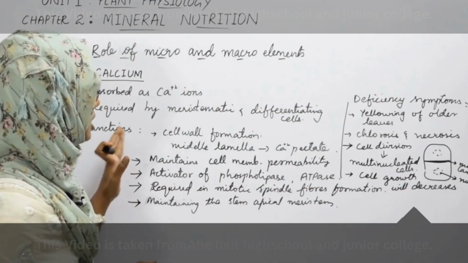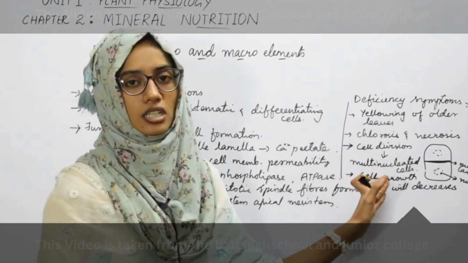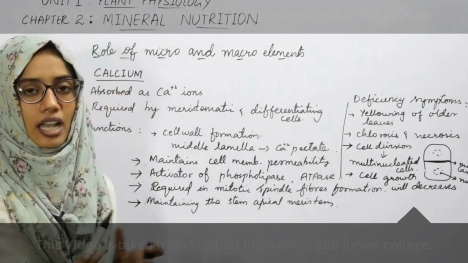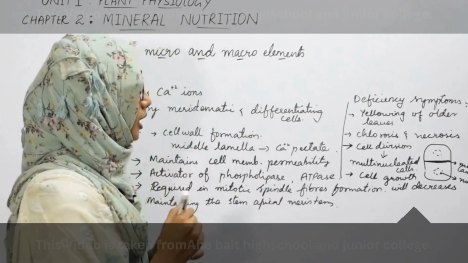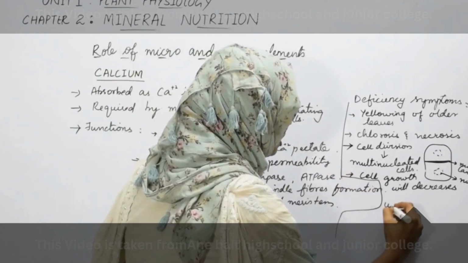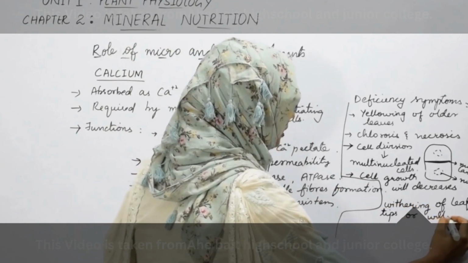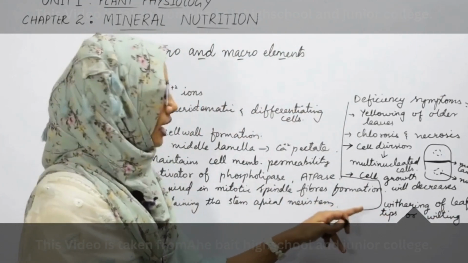So, these are certain functions of the calcium ion and the deficiency symptoms which can be seen due to the absence of calcium ion in the plant. One more deficiency symptom that can be seen due to the absence of calcium is withering of leaf tips, or wilting of leaf tips, which occurs due to the deficiency of calcium ion.